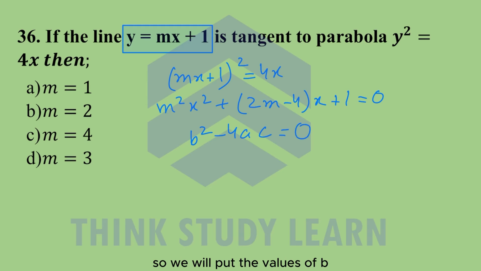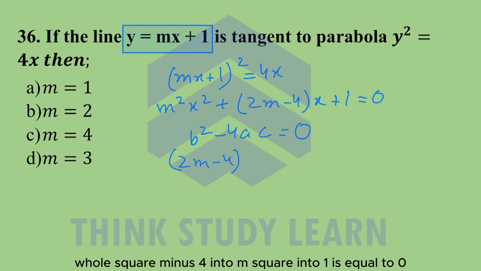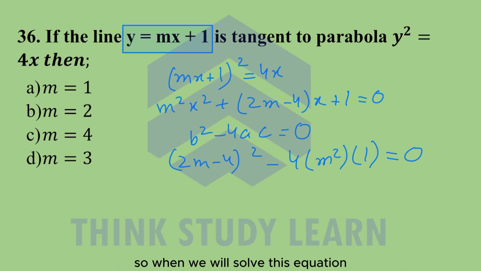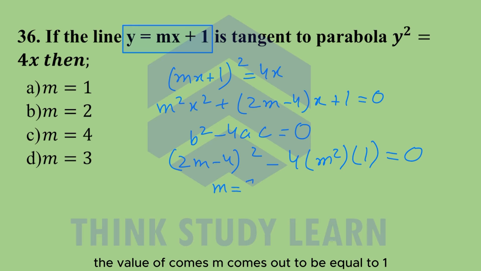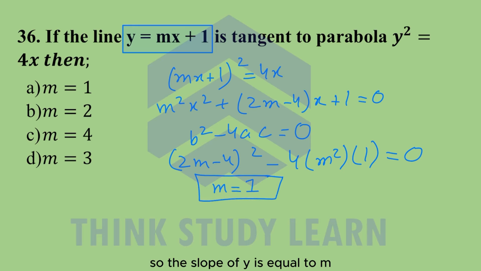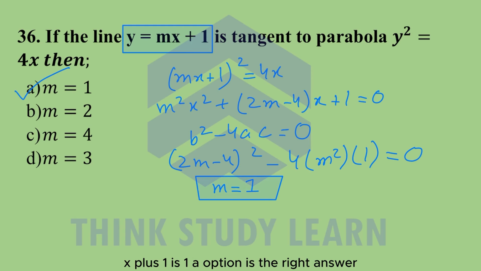So we will put the values of b, which is (2m minus 4) whole square, minus 4 into m square into 1 is equal to 0. So when we solve this equation, the value of m comes out to be equal to 1. So the slope of y is equal to mx plus 1 is 1. A option is the right answer.